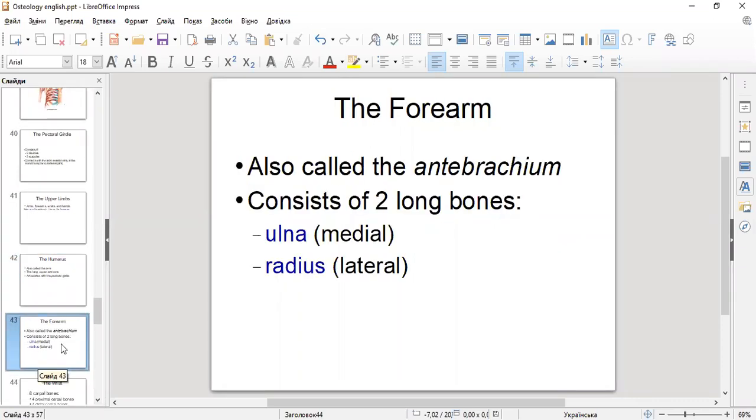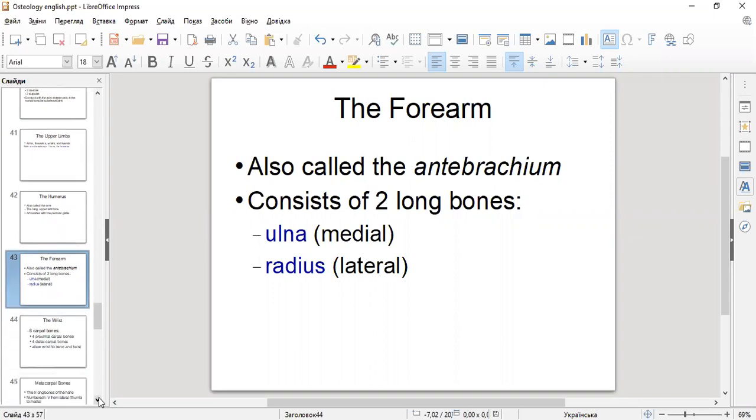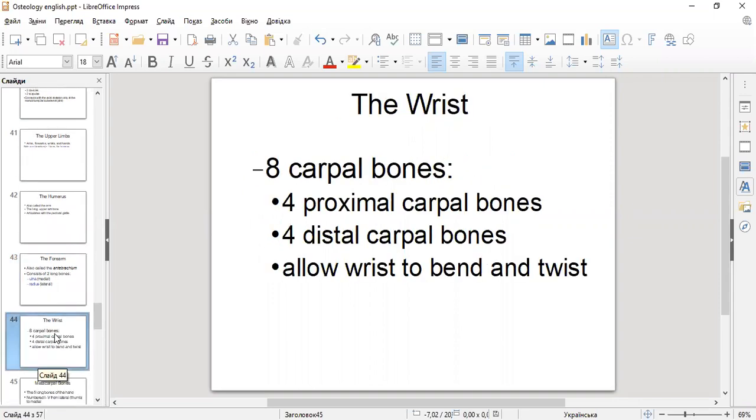The forearm, also called the antebrachium, consists of two long bones, ulna, medial, and radius, lateral. The wrist consists of 8 carpal bones. Four proximal carpal bones and four distal carpal bones allow the wrist to bend and twist.